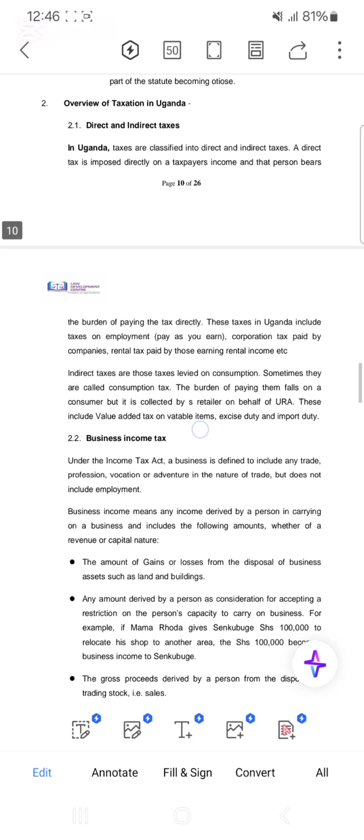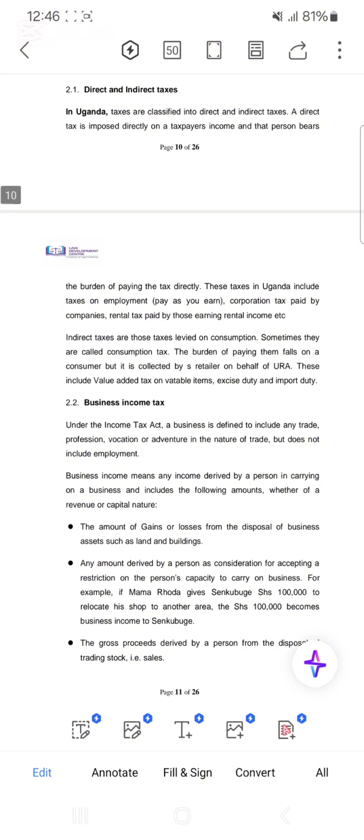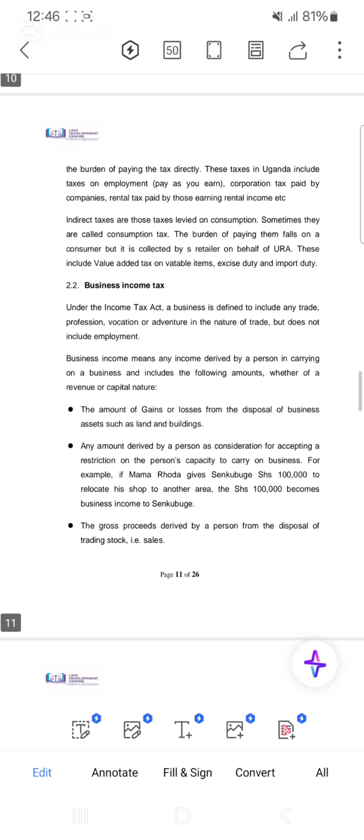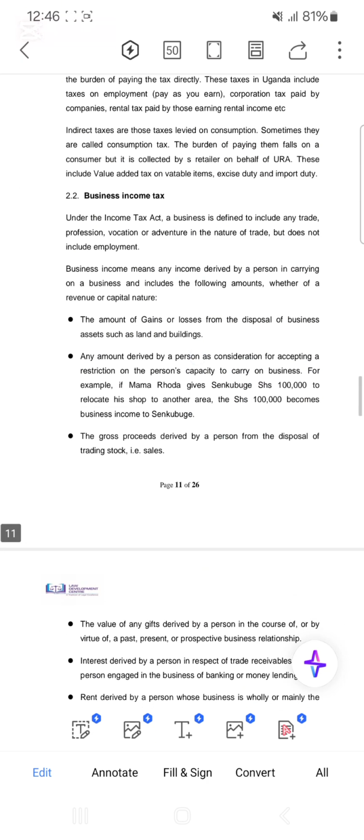Overview of taxation in Uganda. We have direct and indirect taxes. In Uganda, taxes are classified into direct and indirect taxes. Direct taxes are imposed directly on taxpayers' income, and that person bears the burden of paying the tax directly. Whereas indirect taxes are levied on consumption, for example, those you pay on matchboxes or on bread. Those are indirect taxes. The ones on your income are direct taxes.